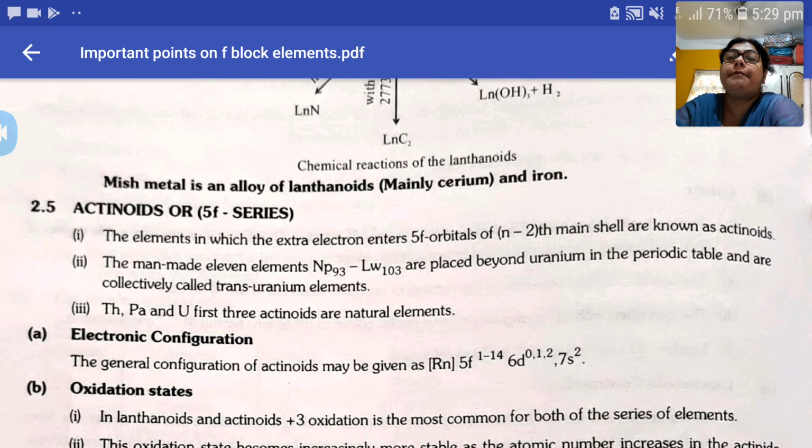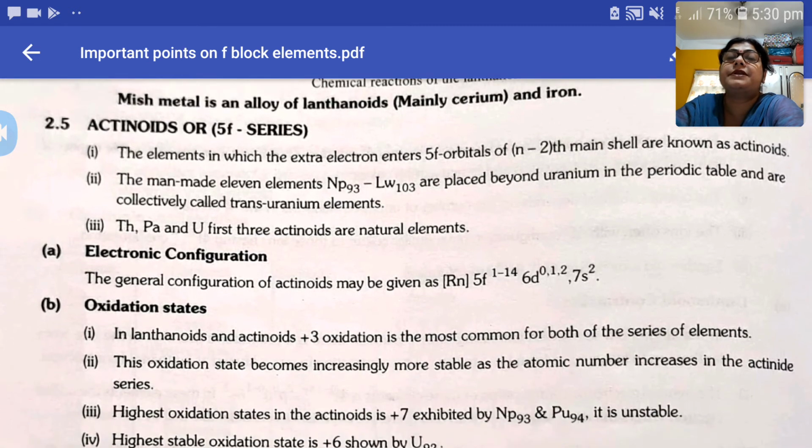Then the man-made 11 elements, from Np to Lw, are placed beyond uranium in the periodic table and are collectively called transuranium elements. So these 11 elements are placed beyond uranium and hence are known as transuranium elements. Then Th, Pa and U are the first 3 actinoids and are natural elements. Then for electronic configuration, please keep in mind the difference with the lanthanoids also.